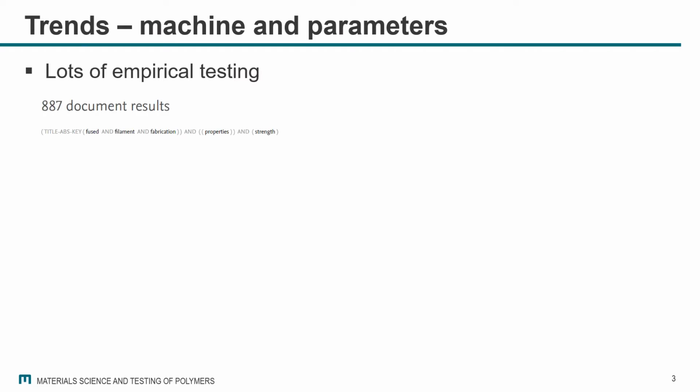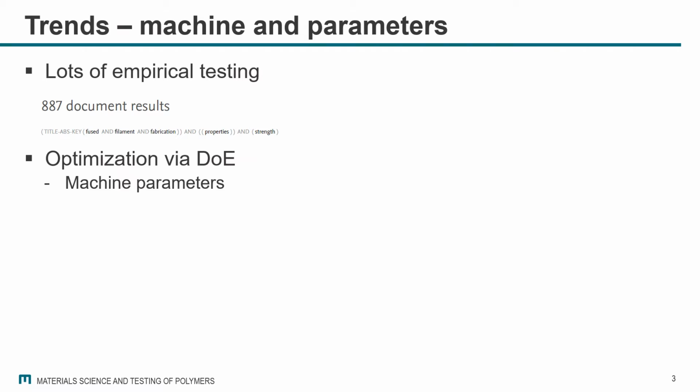For example, if you have a look in Scopus and punch in just fused filament fabrication properties and strength, you find close to 900 documents which deal with this topic. And as I've shown you before, there are quite a few different names under which you can find this technique. So I would expect a few thousand documents which deal with the empirical testing and optimization of parameters.